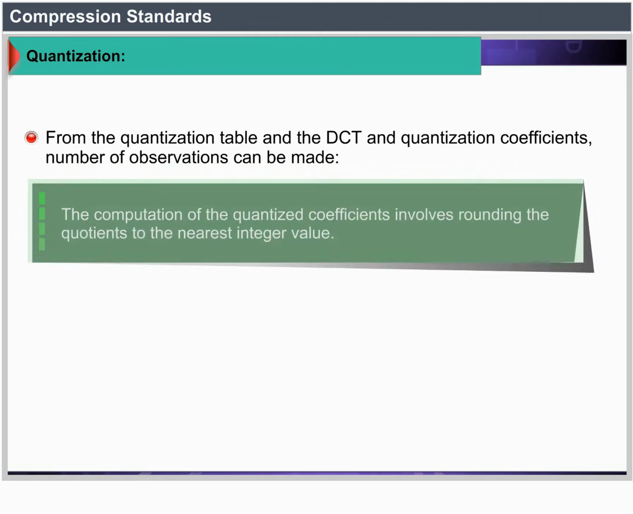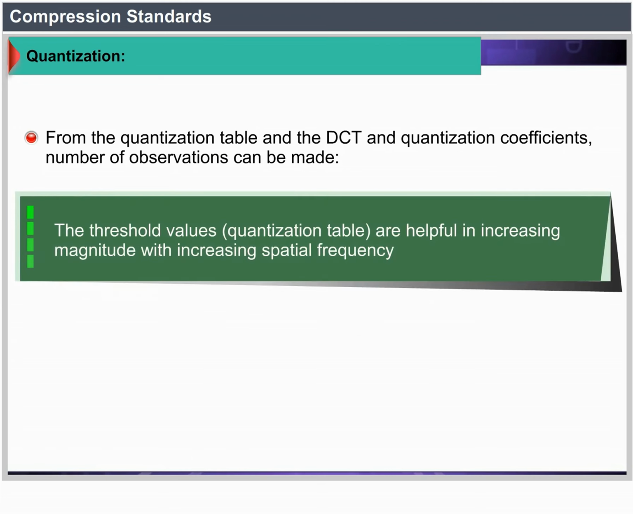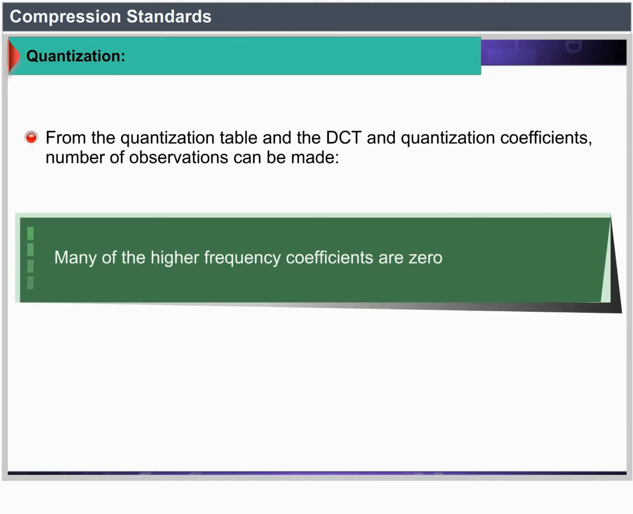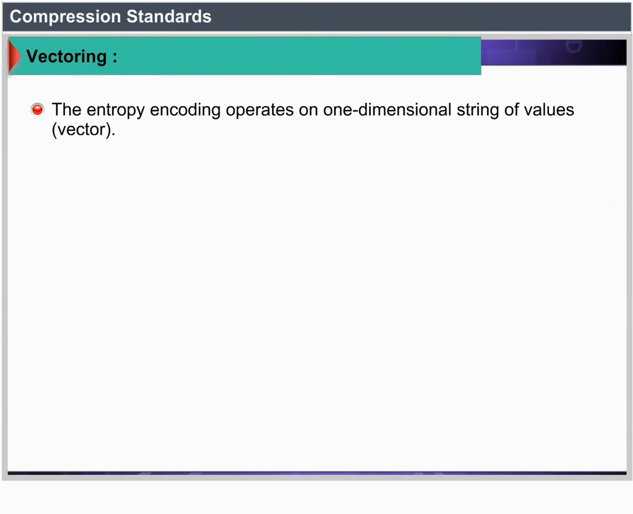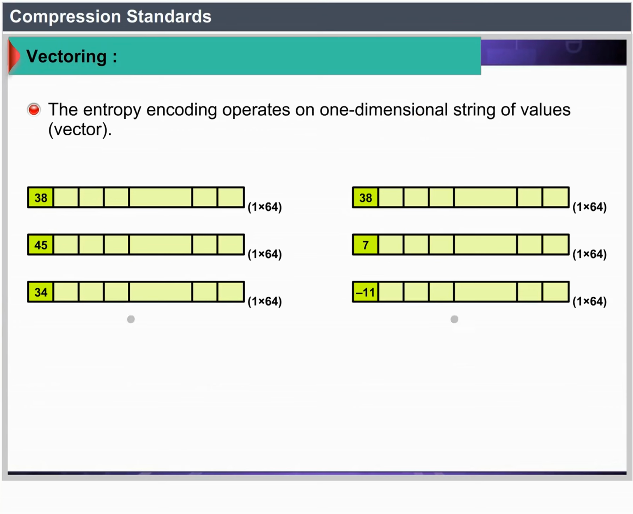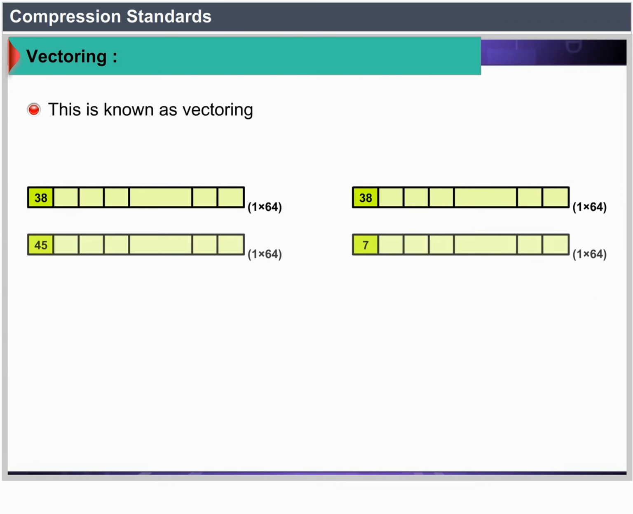The computation of the quantized coefficients involves rounding the quotients to the nearest integer value. The threshold values in the quantization table used increase in magnitude with increasing spatial frequency. The DC coefficient in the transform matrix is the largest. Many of the higher frequency coefficients are 0. Vectoring. The entropy encoding operates on a one-dimensional string of values known as vectors. However, the output of the quantization is a 2D matrix, and hence this has to be represented in a 1D form. This is known as vectoring.